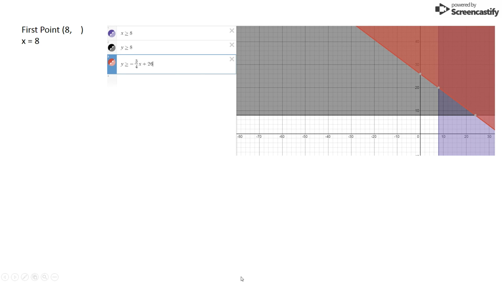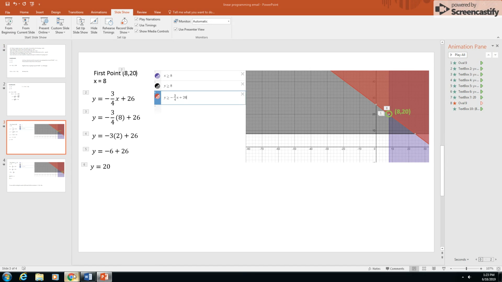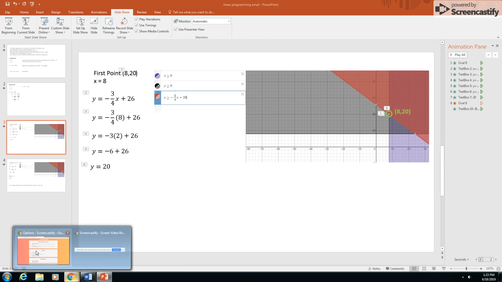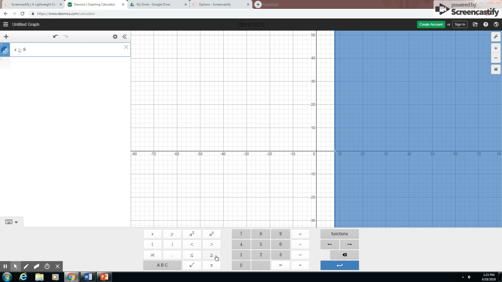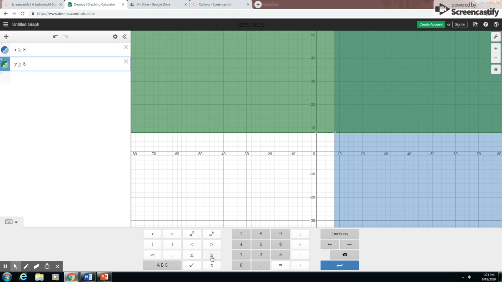At this point, I want to exit this and hop over to the graphing calculator, and graph those things. So I want to graph x is greater than 8. And I also want to make sure that if I'm doing that by hand, that I shade the appropriate side. So I shaded everything that was greater than 8. The same thing with y has to be greater than 8, so I'm going to shade that.